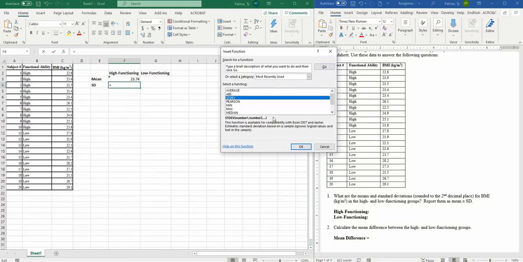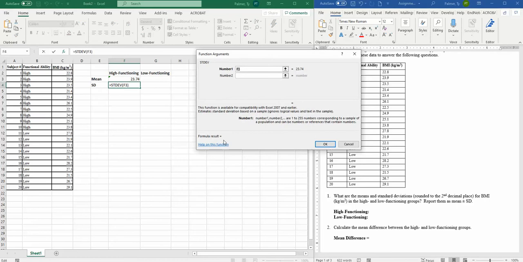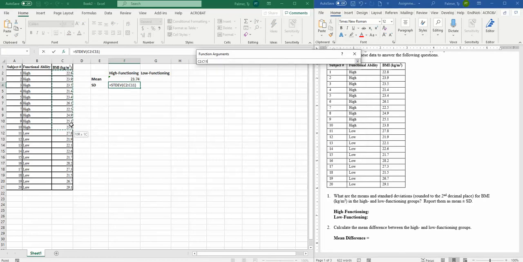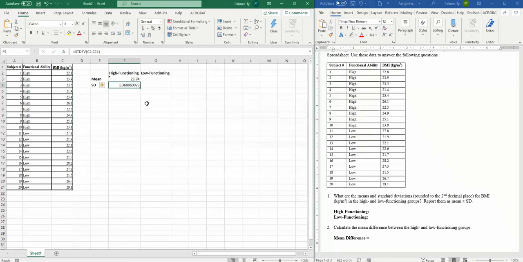Again, go to the standard deviation function, STDEV, click OK. And then again, same thing, click and highlight the BMI scores only for the high functioning group. And then click OK. All right, there's our standard deviation.